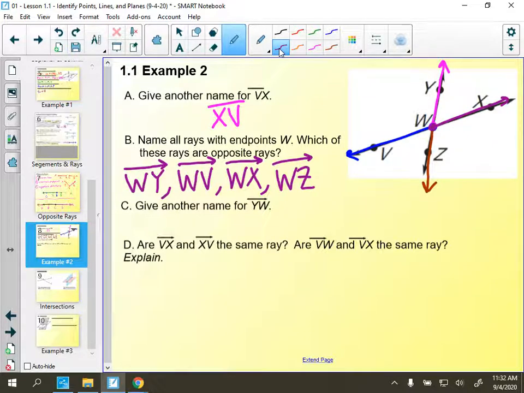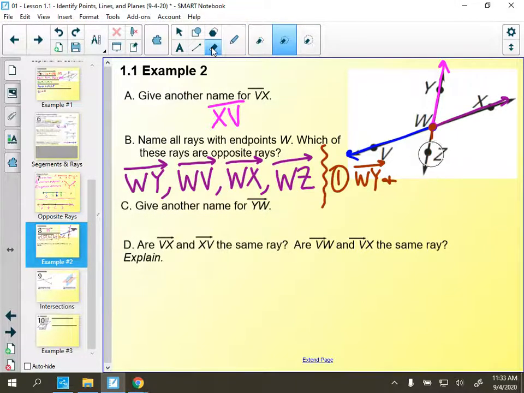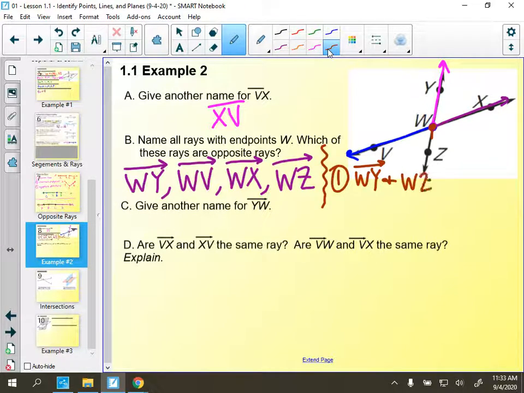Which ones end up being opposite rays? There's really 2 pairs of them, right? So WY, let's just list them out here. Hopefully our definition of opposite rays has stuck a little bit. They need to share a common endpoint, which they all do, but basically the ones on the same line are going to end up being a pair. So I've got a pair. Pair 1 would be ray WY and ray WZ, which would be a pair of opposite rays.